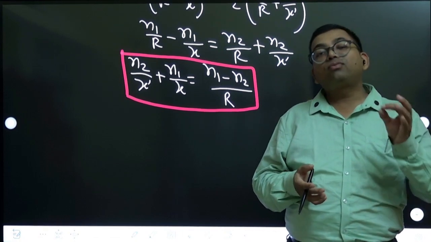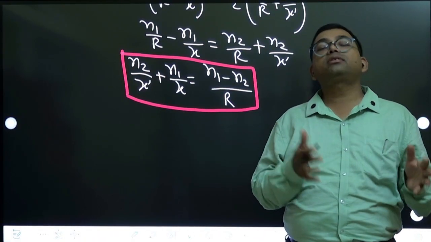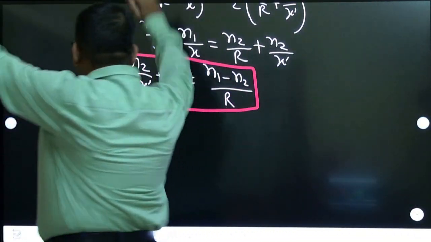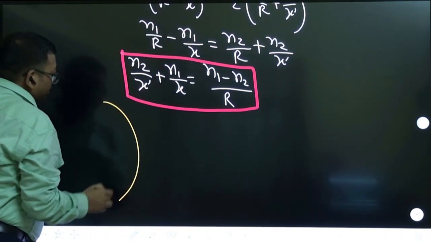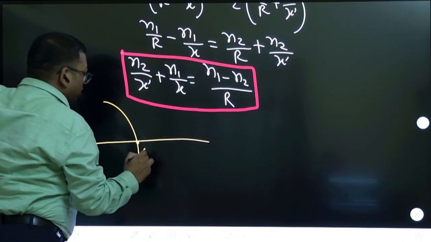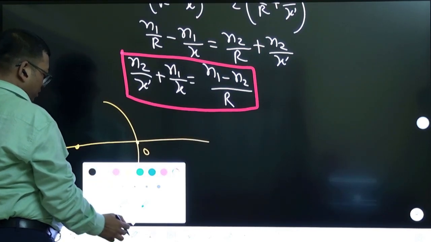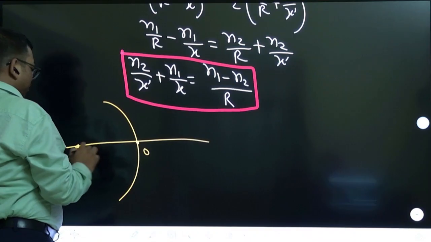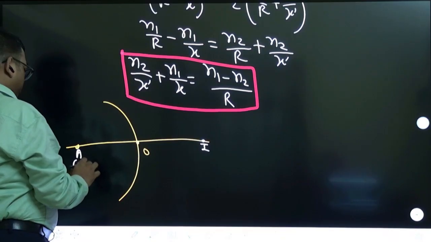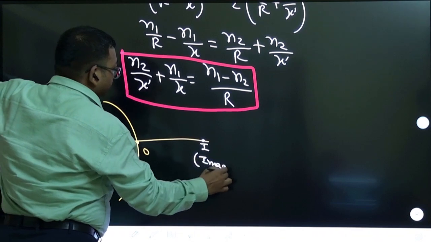Why? Because we are choosing somewhere a coordinate system, an origin. According to that origin, plus minus is taken, right? So let us now put the sign convention. So let's see here that we have taken this point as the optical center O, and this is the object, right? The object I have taken as A, and the image I have taken as I.